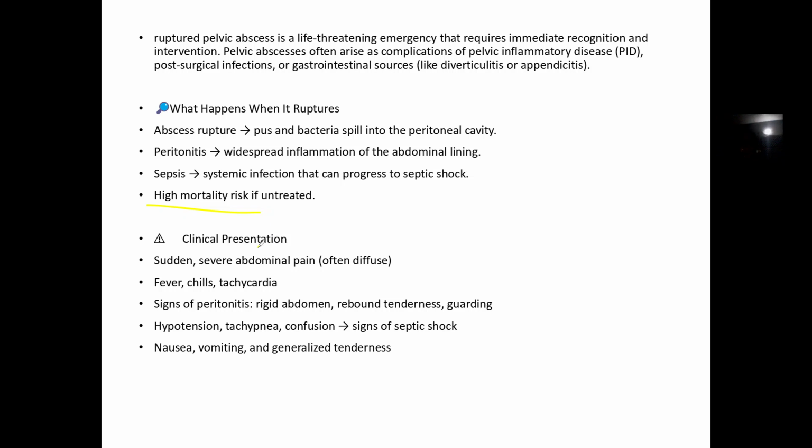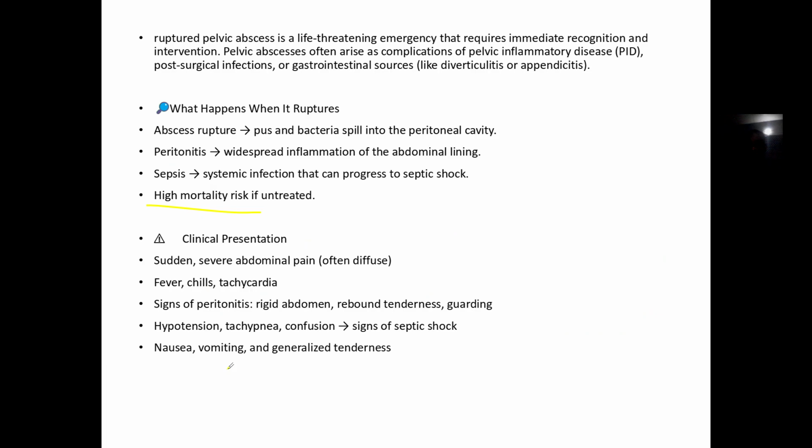So what's the clinical presentation? There's sudden severe abdominal pain, there's fever, chills, and tachycardia, rigid abdomen, rebound tenderness and guarding, hypotension, tachypnea, confusion, okay, nausea and vomiting, and generalized tenderness.